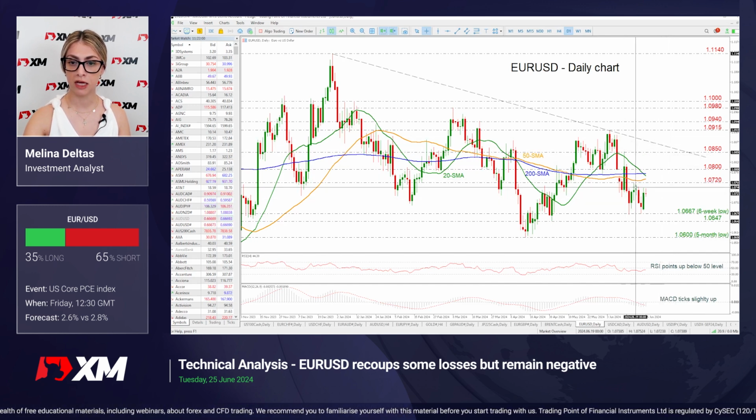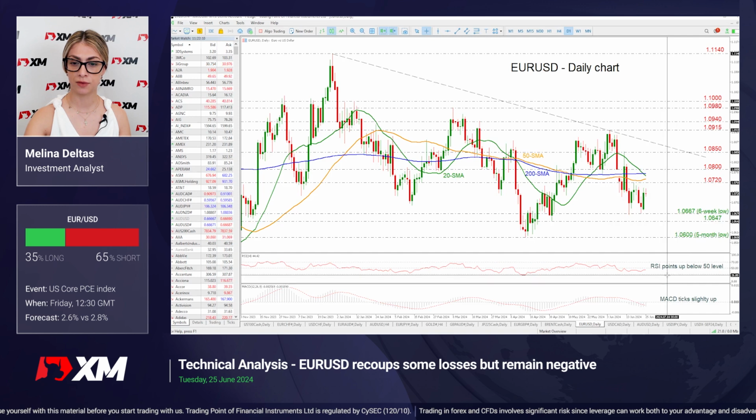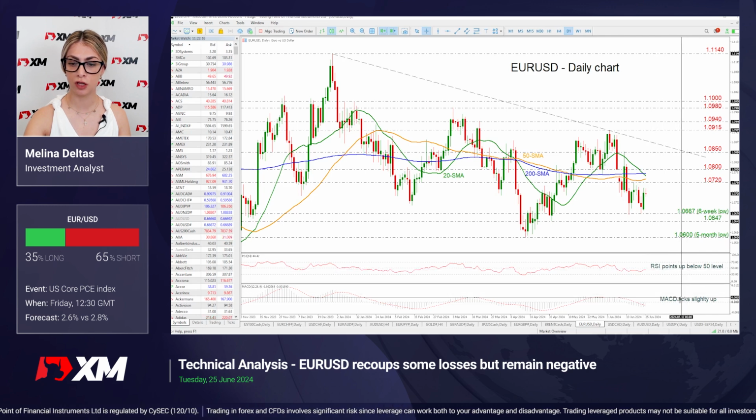On the other hand, if the bearish tendency continues, then the market may retest the 6-week low of 1.0667 and the 1.0647 lines. Now looking at the technical oscillators, the RSI is flattening slightly beneath the 50 level, while the MACD is trying to cross above its trigger line beneath the 0 level.